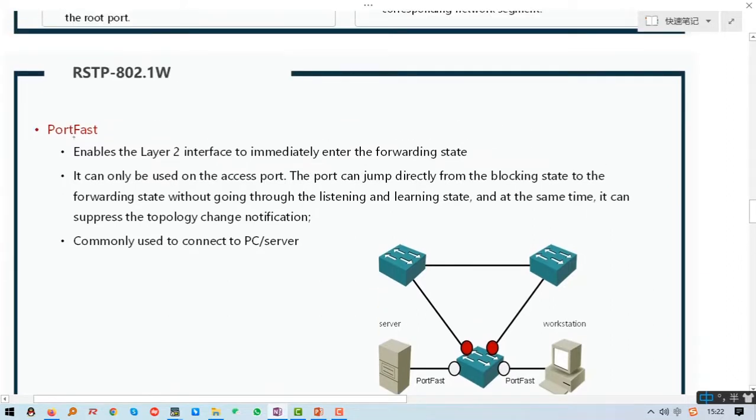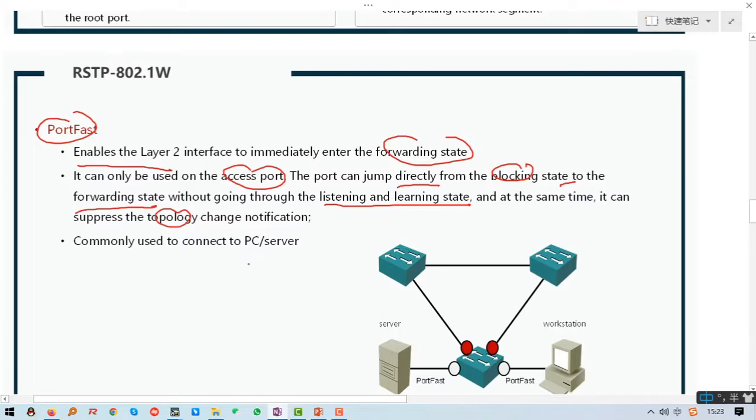And PortFast enables the layer 2 interface to immediately enter the forwarding state. PortFast can only be used on the access port. The port can go directly from the blocking state to the forwarding state without going through the listening and learning states. At the same time, it can suppress the topology change notification. So PortFast is used to connect a PC or server.